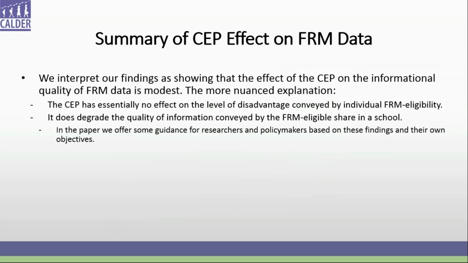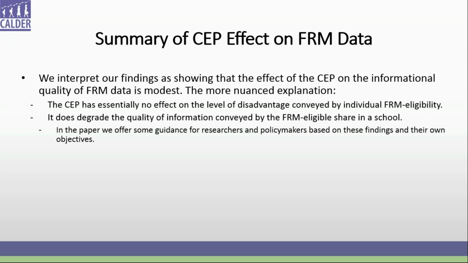So big picture interpretation, my first order interpretation is the results are modest. The more nuanced version: in terms of individual measures of student disadvantage, the CEP doesn't do anything. In terms of school level measures, it does do something. And that's where the action is.